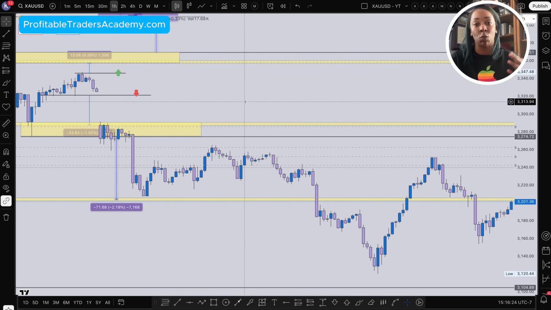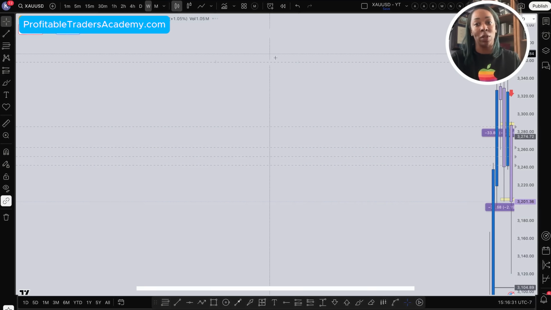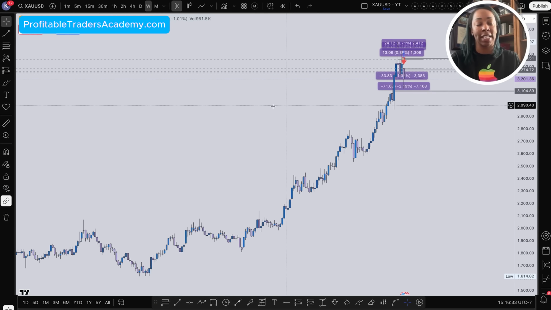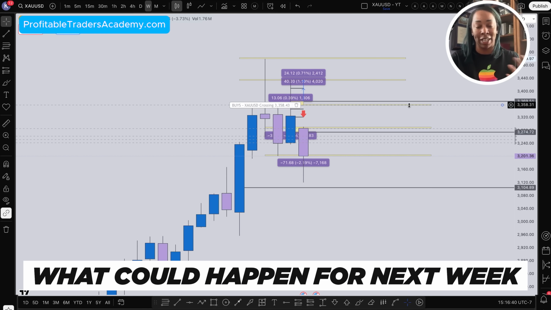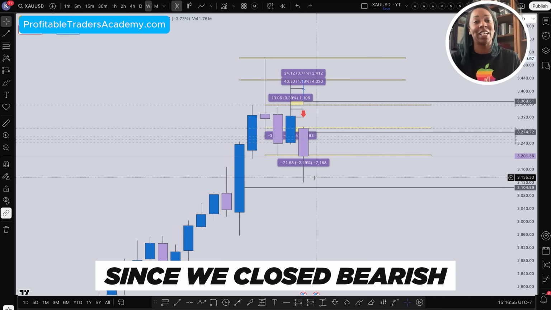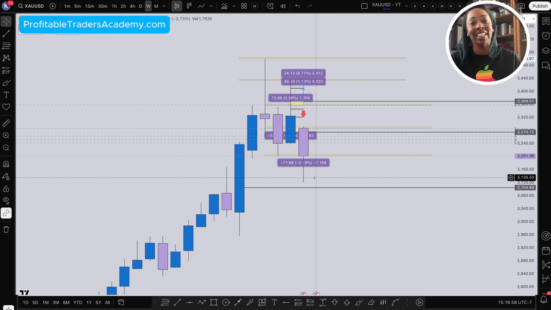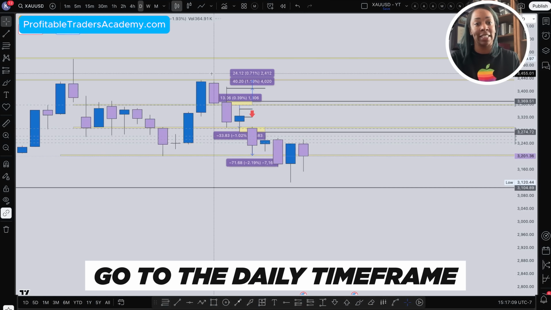And since we have some really great analysis from last week, we're just going to clean up this analysis for this week. So starting on the weekly time frame as usual, let's just take a quick look at the candle movement, just so that way we can get a sense of what could happen for next week. So generally this week, since we closed bearish, I'll generally be looking for bearish moves for next week. So this is the weekly. For right now, there's nothing that I want to change because everything is looking pretty good. So let's just go ahead and go to the daily time frame.